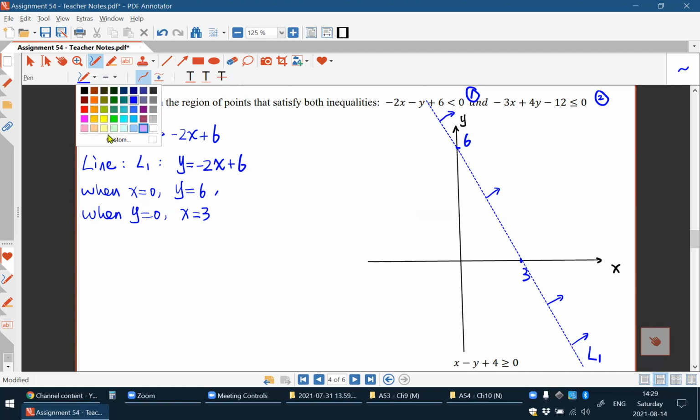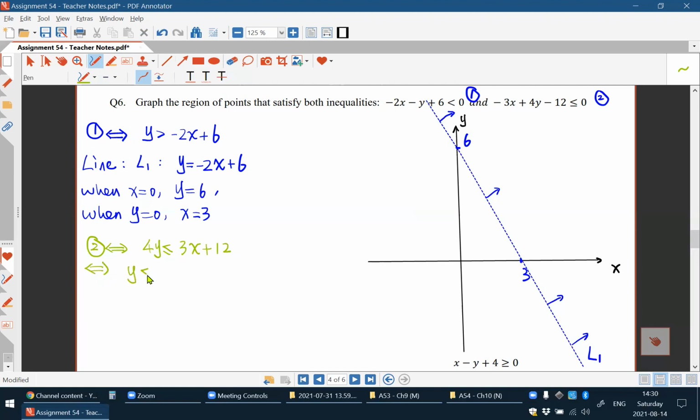Okay, let's use another color. How about green? The second inequality is equivalent to 4y smaller than or equal to 3x plus 12, which is equivalent to y smaller than or equal to 3/4 x plus 3, right? So the corresponding line L2 is y equals 3/4 x plus 3.